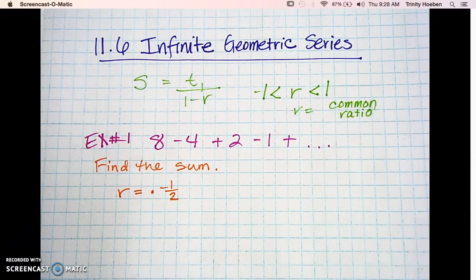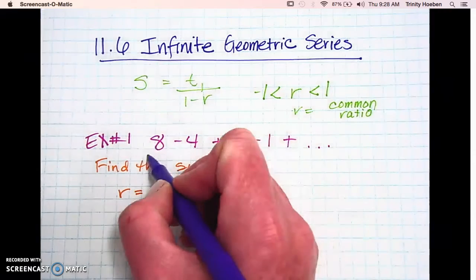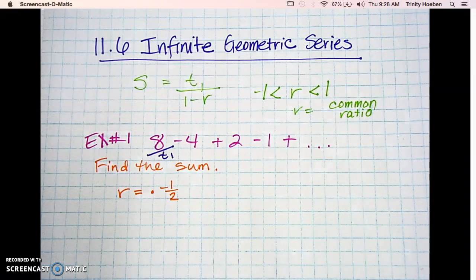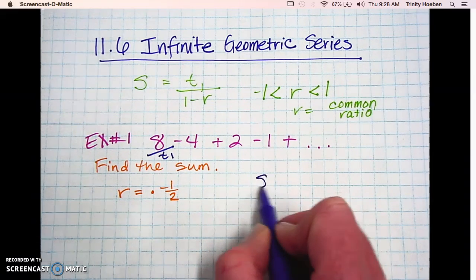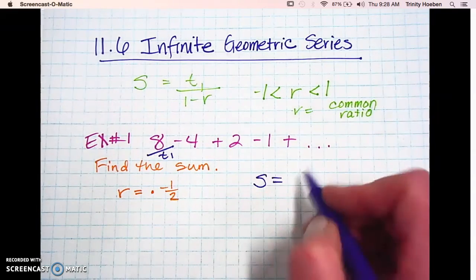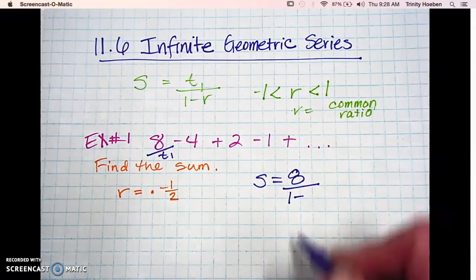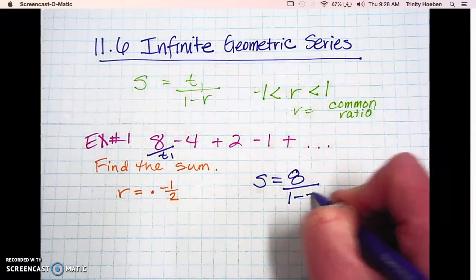All right, then you're just going to take that information. We've got term 1 right here, right? It's listed for us. Sometimes you're going to have to find it. Sometimes they give it to you. And just plug it in. So we're going to have the first term, which is 8, divided by 1 minus, and then it's going to be -1/2.